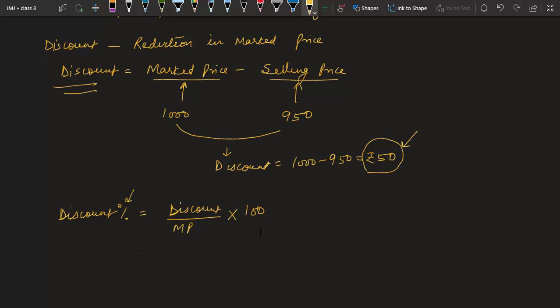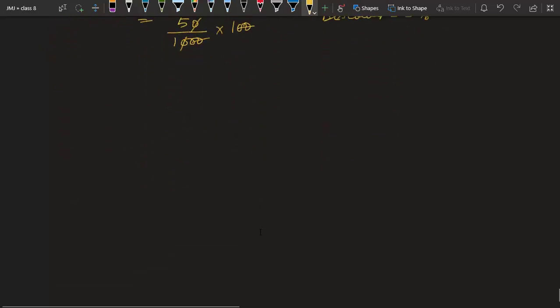Okay, now put the value. Discount we have got as rupees 50 and marked price is rupees 1000, multiplied with 100, we will get 5%. So the shopkeeper gave us a discount of 5%. So we have learned how to find discount value by this formula, that is discount equal to marked price minus selling price, and we have learned how to find discount percentage by the simple formula discount upon marked price into 100. Okay, now let us take an example.